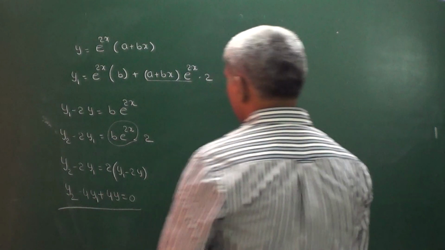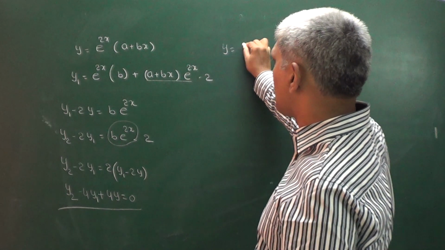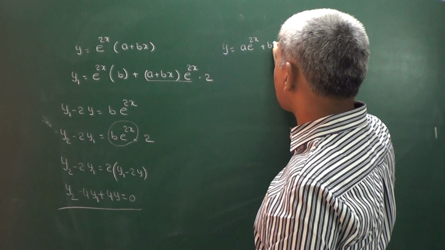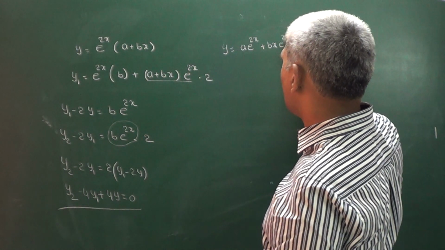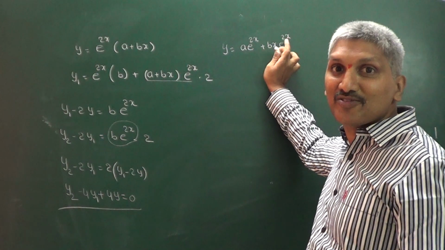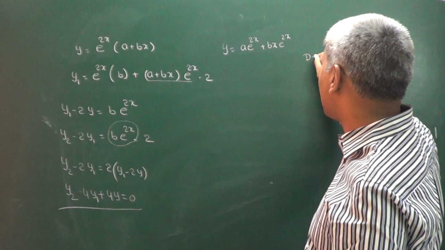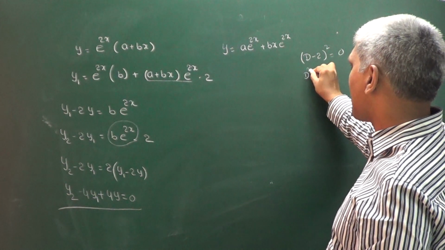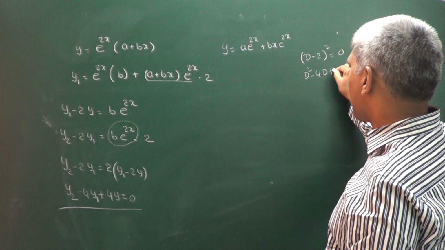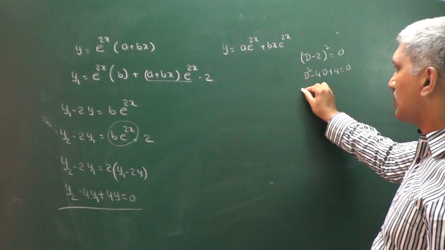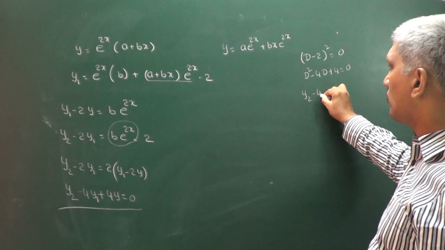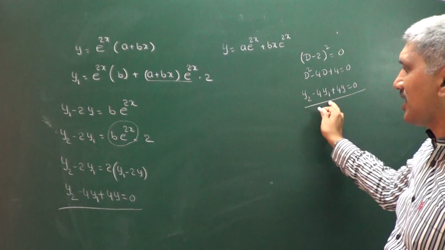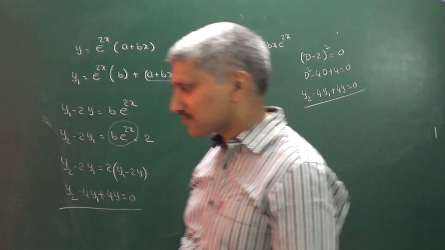It has the same meaning. Here we can write this as y is equal to a into e power 2x plus bx into e power 2x. Now what happens? Repeated roots. 2, 2 are the roots. That's why we can write directly d minus 2 whole square is equal to 0. So d square minus 4d plus 4 is equal to 0. D square is the second derivative, y2 minus 4 into y1 plus 4y is equal to 0. Check, we got the same answer, right?